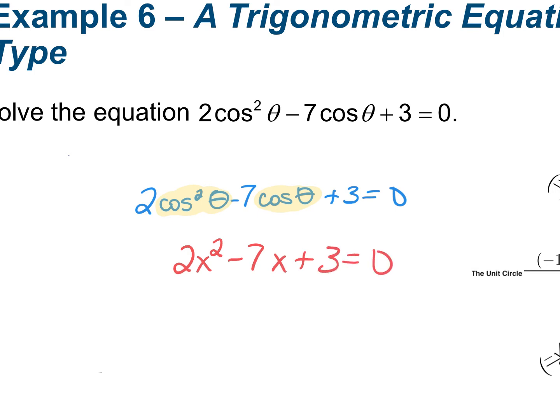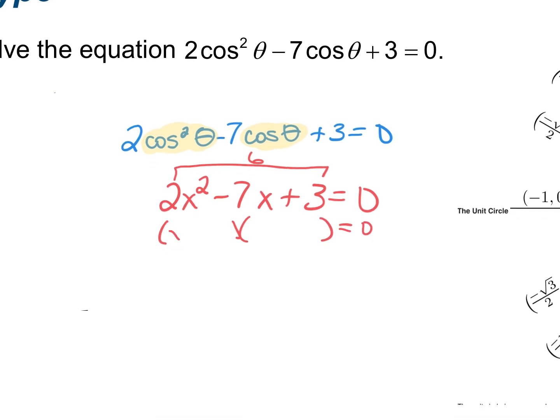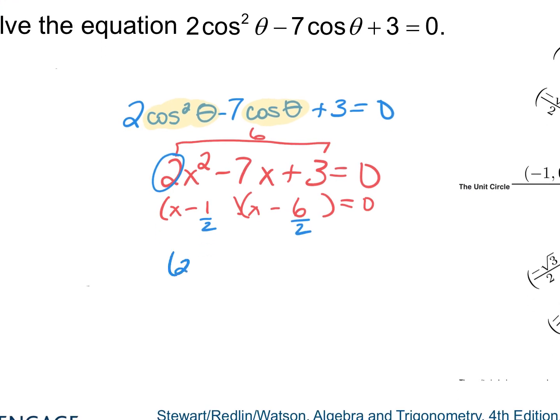Can you guys factor this? Yeah. You do a times c, right? Which will give you 6. What are the factors of positive 6 that multiply to give you 6 but add to give you negative 7? Negative 1, negative 6. Good. Since my a term is not 1, I have to do a little magic here, right? So this becomes 2x minus 1. And this becomes x minus 3 equals 0.